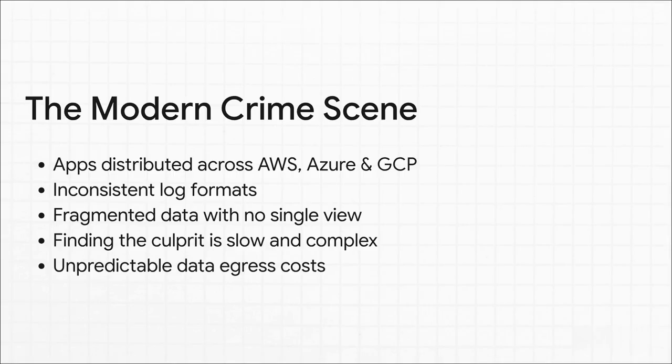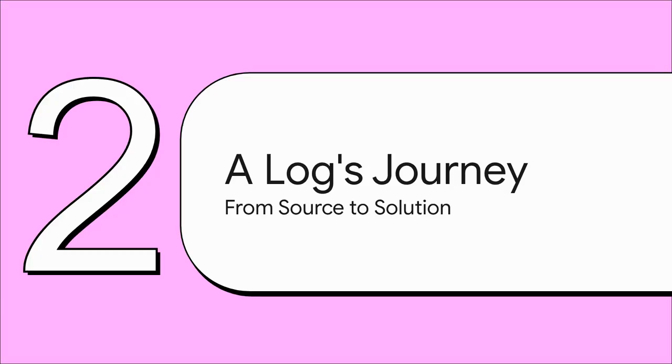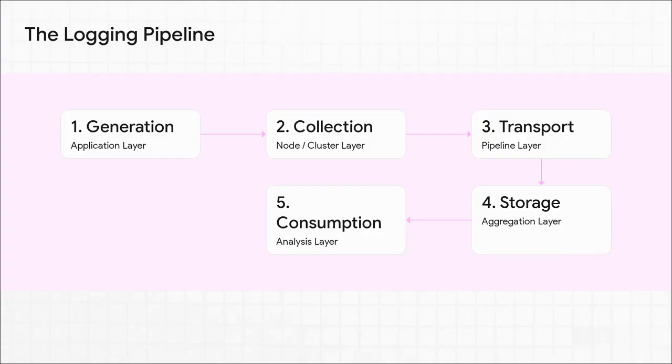And on top of all that, you've got these unpredictable egress costs, which are just fees for moving your evidence around. It all adds up to a slow, chaotic, and frankly, really expensive investigation every single time something goes wrong. So how do we stop running in circles? We need a process. We need to follow the clues from the source all the way to the solution. And to do that, we have to understand the end-to-end journey of our evidence, a single log file. This journey, this logging pipeline, really has 5 key stages: generation, collection, transport, storage, and finally, consumption, which is where your engineers actually look at the logs.